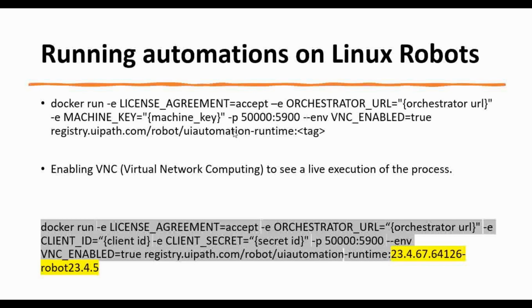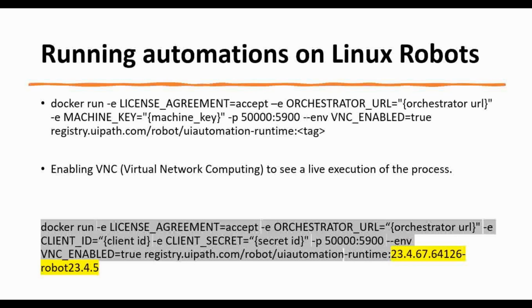Here we have to accept the license agreement, and then provide the orchestrator URL. I will show you how you can get the orchestrator URL. Then you have to provide the machine key, or if you want to go with client ID and secret, you can provide that as well. Just consider this execution is going to happen in your container, right? So how can you visualize this execution?